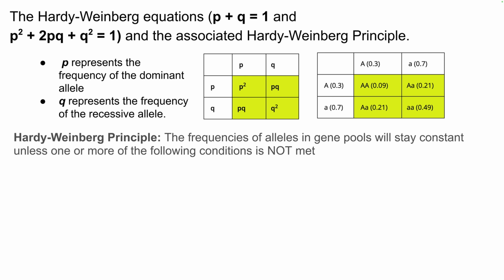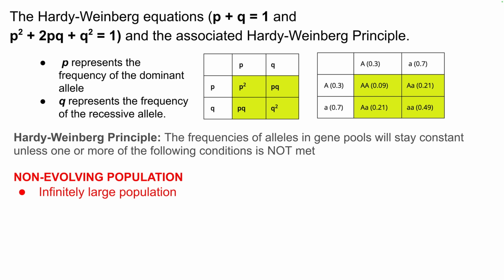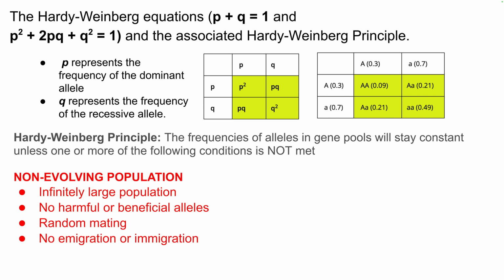According to the Hardy-Weinberg principle, the frequency of alleles in gene pools will stay constant unless one or more of the following conditions is not met. This is a fictional, non-evolving population. Its characteristics are that it's infinitely large, it has no harmful or beneficial alleles, there's random mating, there's no emigration or immigration, there's no net mutation of one allele to another.